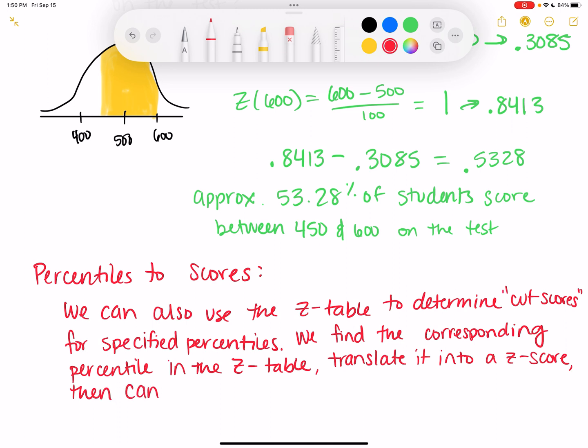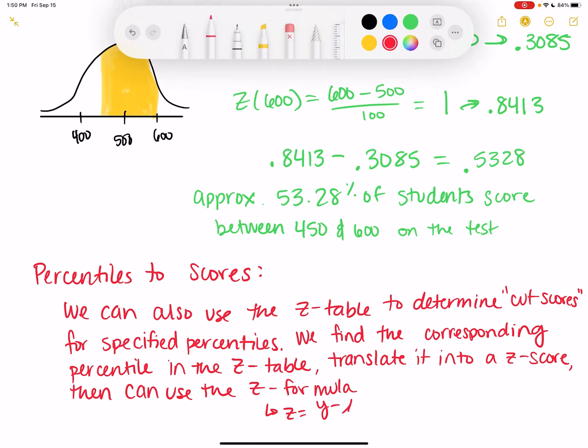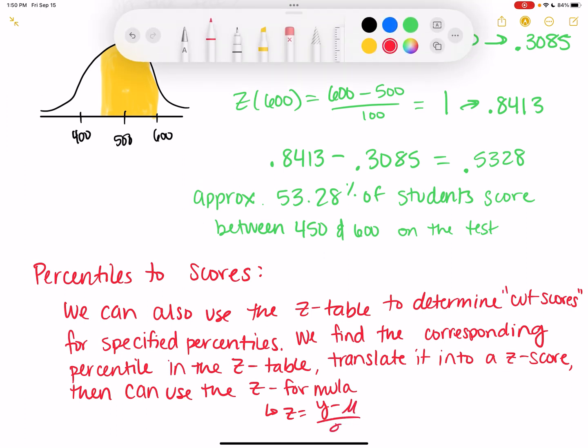then we can use the z formula, which is what we've been using. The z is equal to y minus mu over sigma, to find the cut score. So pretty much the opposite of what we just did. So before we were finding the percentile, now we're going to be finding y basically.